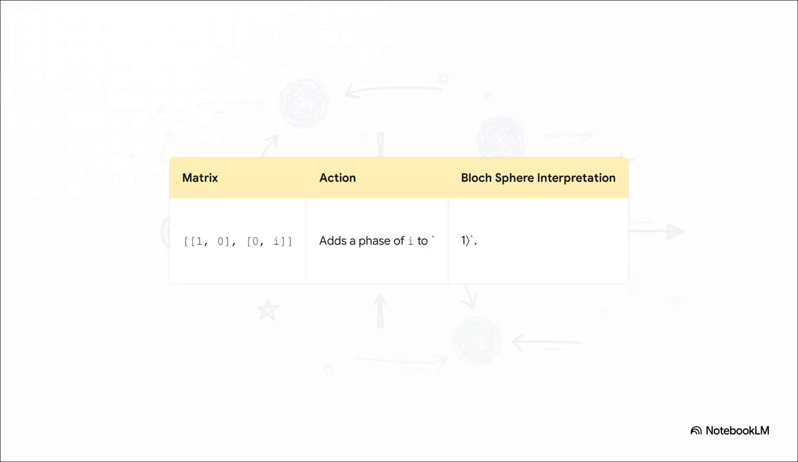The S-gate, or phase gate, is a bit more subtle, but don't let that fool you. It's incredibly powerful. It leaves the |0⟩ state completely alone, but it multiplies the |1⟩ state by the imaginary number i. On the Bloch sphere, this is a 90-degree rotation around the z-axis. Now, this doesn't actually change your probability of measuring a 0 or a 1, but what it does change is the qubit's relative phase. And that phase is the secret ingredient that makes quantum interference possible.